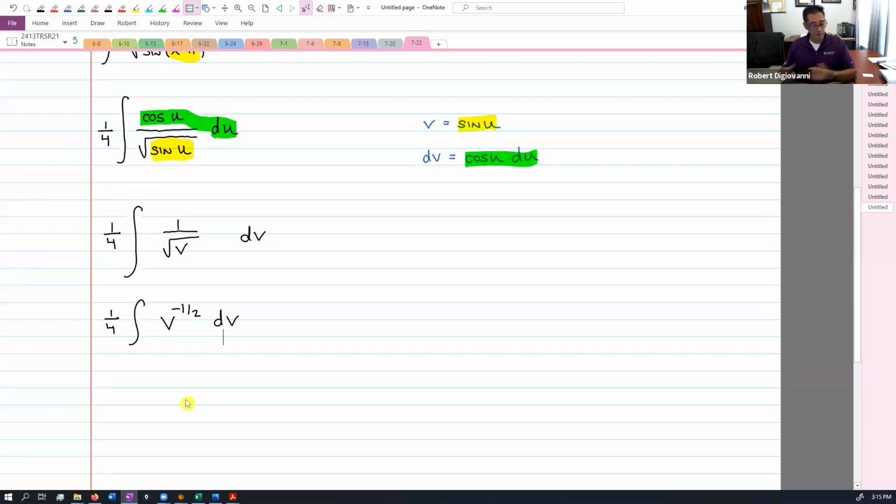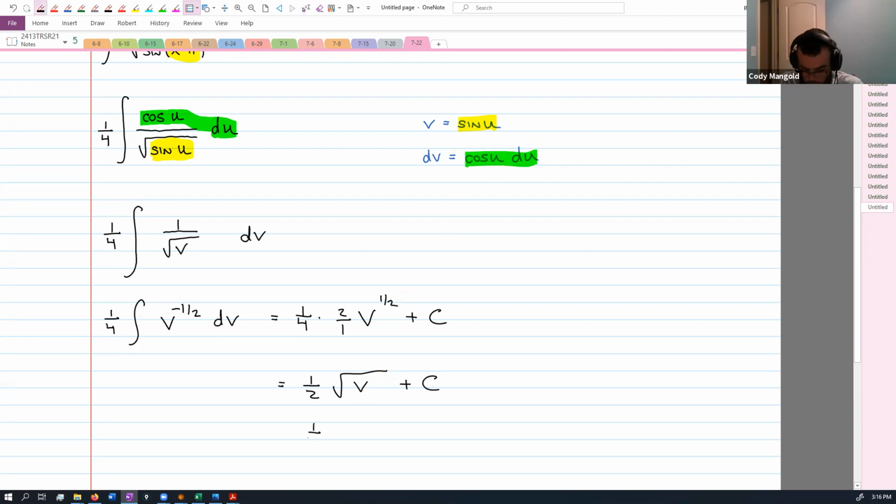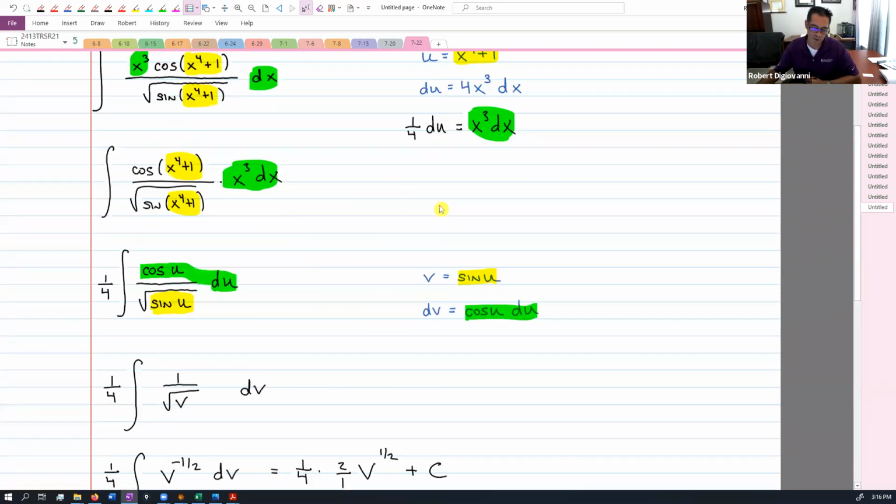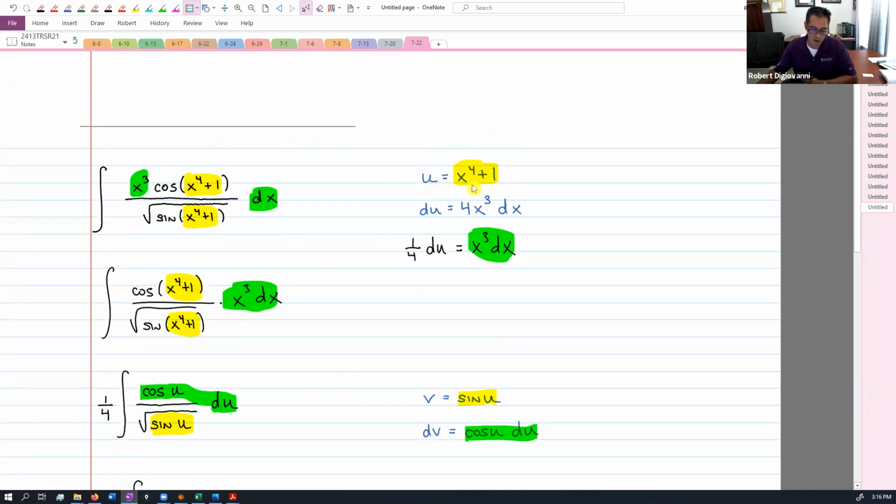And now at this point, power rule. Now we can do power rule. So this becomes 1/4 times, okay, v, I add 1 to the power, so 1/2, I have to multiply by 2 over 1 on the outside, plus c, which becomes 1/2 square root of v plus c. What's v? Sine of u. So we know this is 1/2 square root of sine of u plus c. But what's u? You have to go back because we did 2 substitutions. U was x to the 4th plus 1.